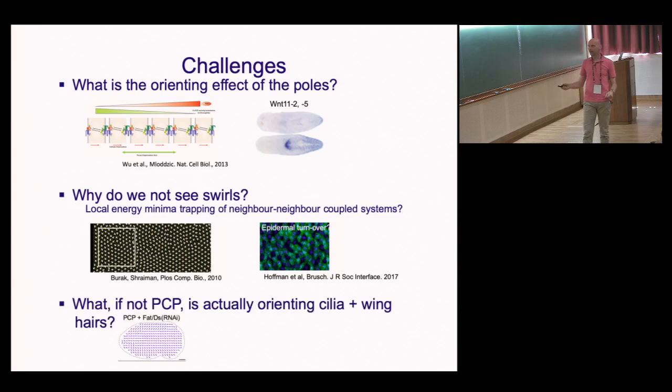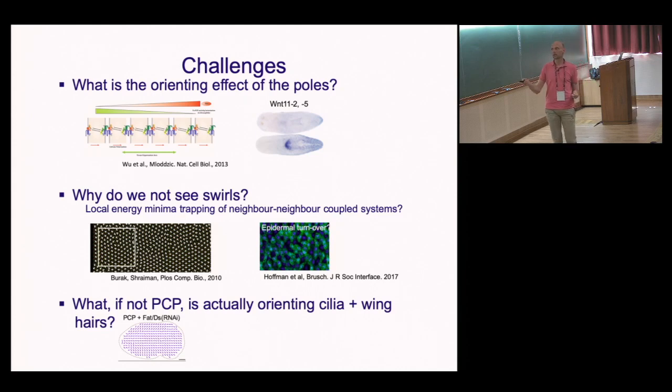And finally, there's this question that I still find deeply interesting: if it is not PCP and or Fat-Dachsous that orients the cilia and the wing hairs, so what is it then? Or, in other words, why, if you take both systems away, do you still get oriented cilia or oriented wing hairs?